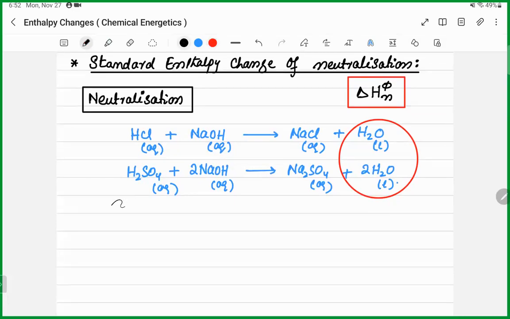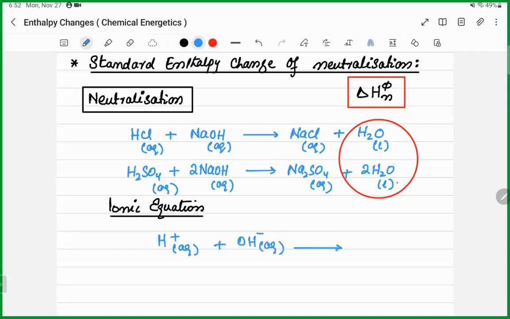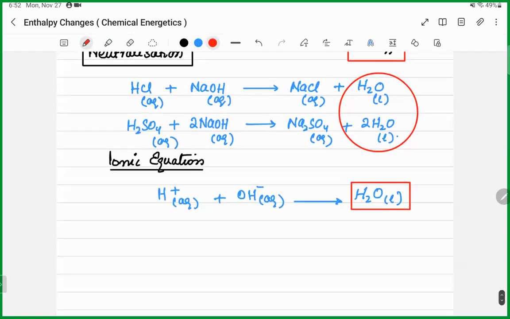And if you remember the ionic equation for neutralization from O levels, yes, do you remember? Very simple, H positive, yes, and what product is formed in this? H2O. Means the neutralization is technically the formation of water. Neutralization is technically the formation of water. So if 1 mole of water is being formed but not from the element, but rather from what?